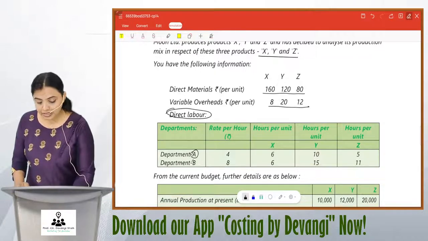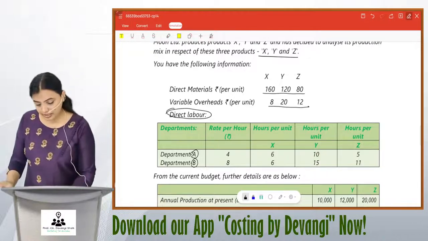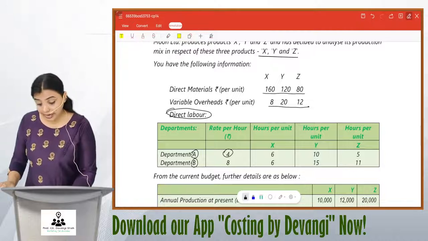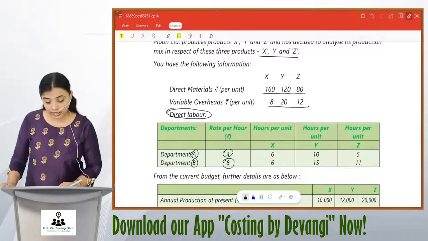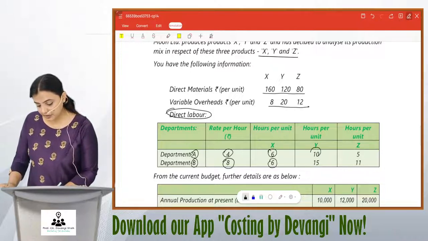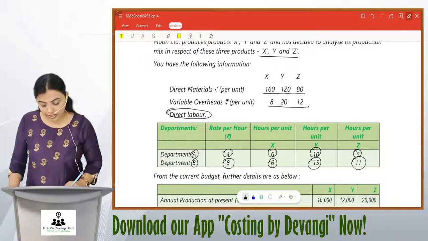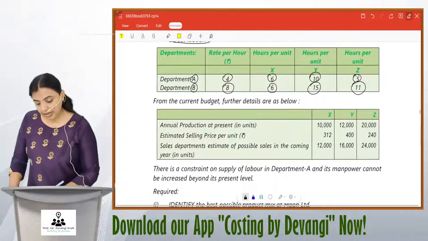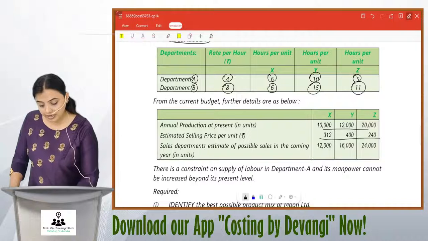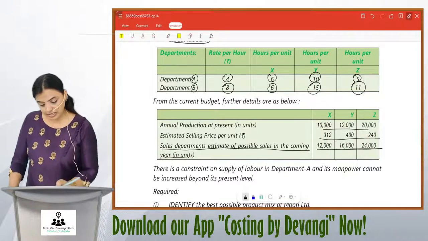There are two departments in which my workers are working to make X, Y and Z. Okay, this is the rate of the workers working in department A. This is the rate of workers working in department B. Hours per unit are 6, 6, 10, 15, 5 and 11. From the current budget, further details are as below. Annual production is given. Estimated selling price is given. The sales department estimates possible sales in the coming year. So friends, this is the estimated sales given.